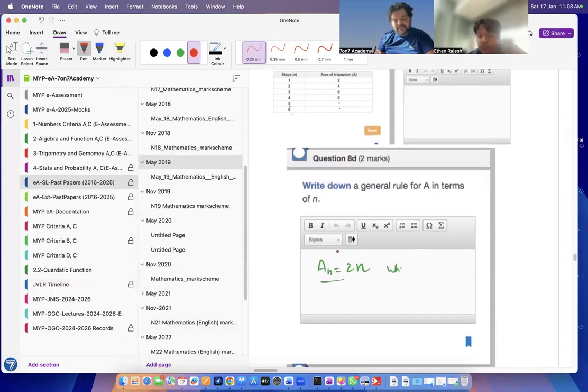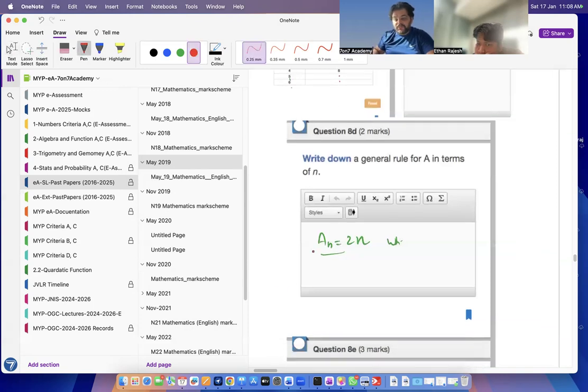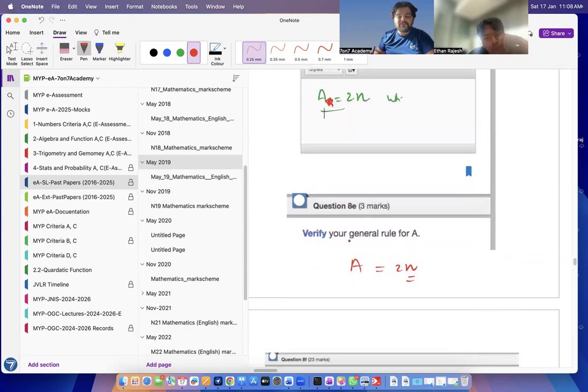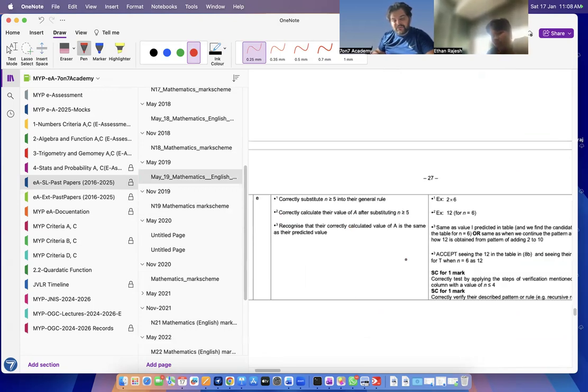So you understand this? Write down the general rule, A in terms of n. So this you wrote. Now with reference to that, you don't have to write this again. When they say verify, you have to take the values which you found out here, not in the table, outside the table. Now you clearly see the verification they have done.